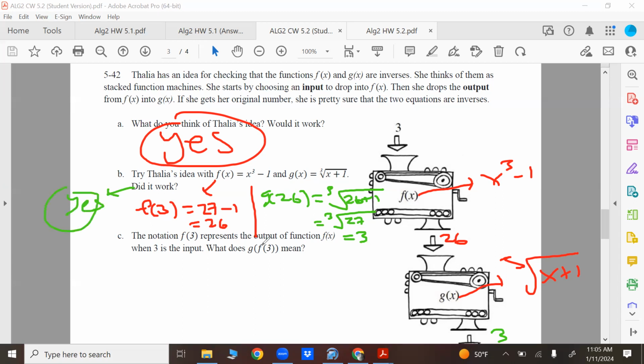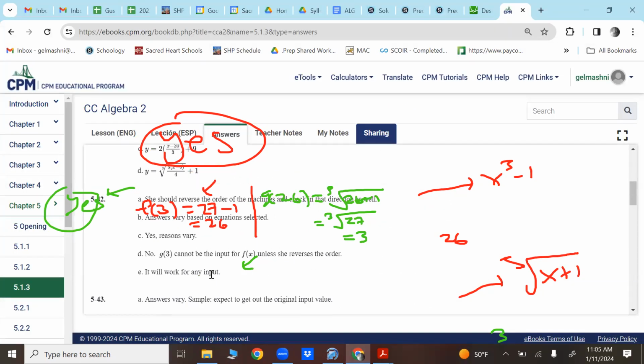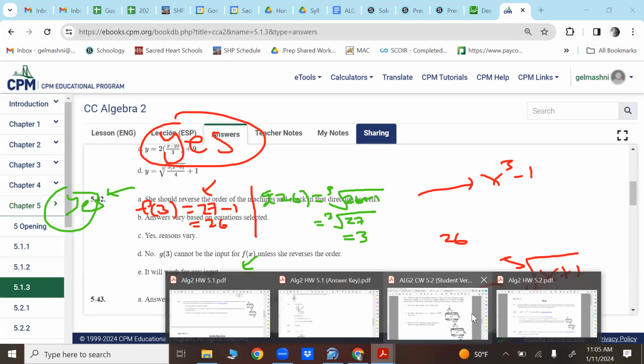So the notation f of 3 represents the output when 3 is input. What does g of f of 3 mean? Basically represents, well, actually, I don't know what they mean by that. Hold on, let me look at the answer key. I'm a little confused by that question. What's the question asking?